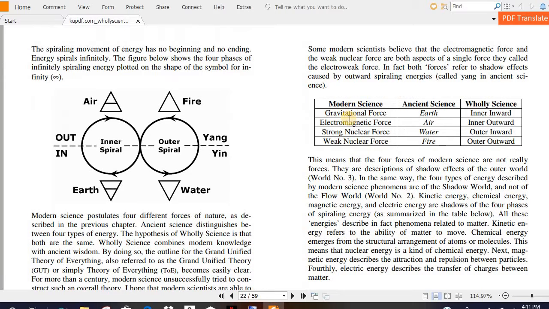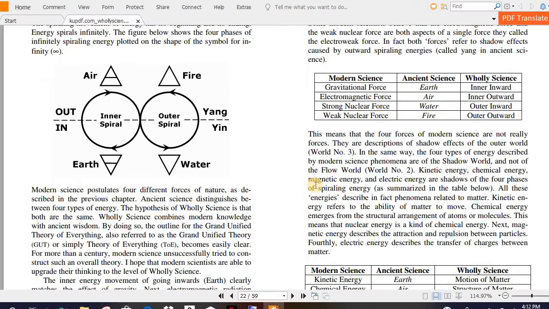Right here we have modern science, ancient science, holy science. Gravitational force, earth, inward, inward. Electromagnetic force, air, inward, outward. Strong nuclear force, water, outward, inward, and weak nuclear force, fire, outward, outward. This means that the four forces of modern science are not really forces. They are descriptions of shadow effects of the outer world.